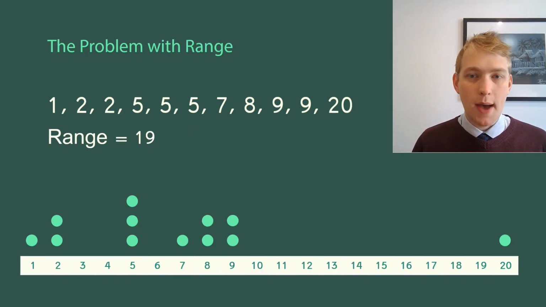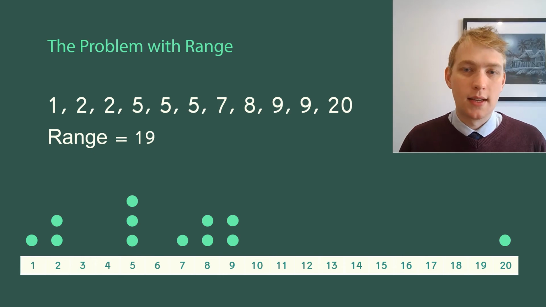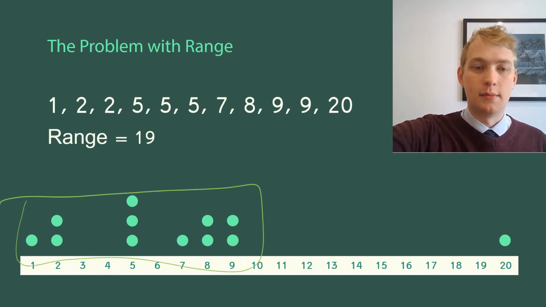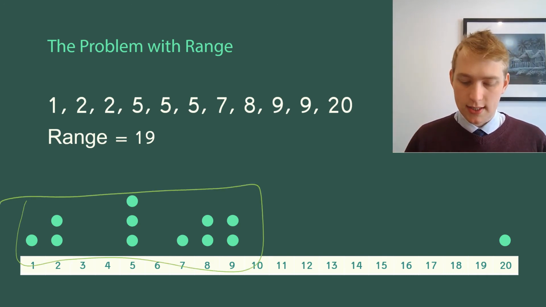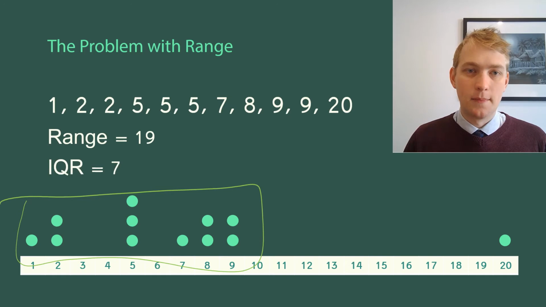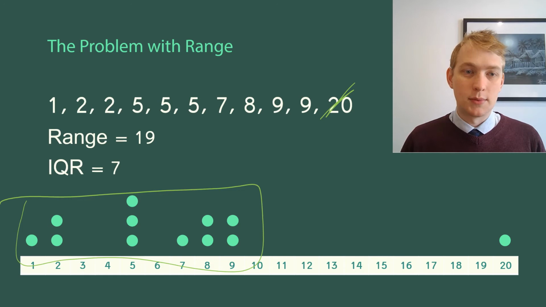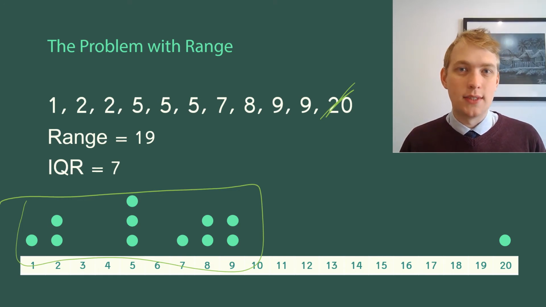Now, if we go back to range and the problem we had with it, in this case, we've got a range of 19, when really most of the values have this range of 8 here. So we can tell they're reasonably close together, except for that one outlier. If we go with the interquartile range, we're going to get 7, which is much closer to that original range of 8, and you can see that the outlier hasn't affected it as much. So interquartile range is really a way of dealing with outliers.